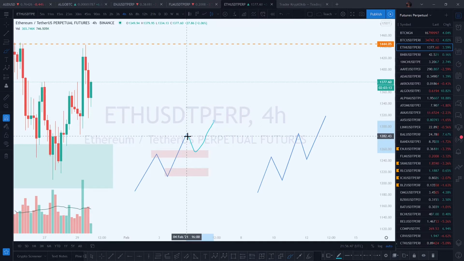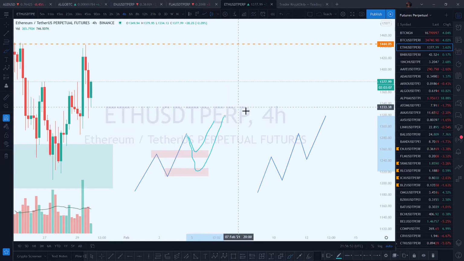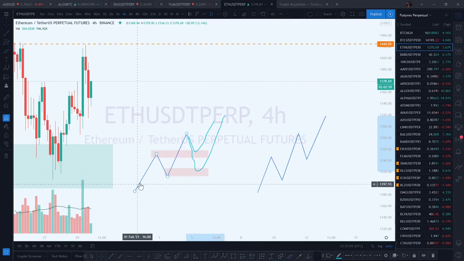Whereas a supply and demand trader, or Fibonacci trader, will come into this zone and then go back to make a higher high. So this will be your trade setup. Now, for this particular trade, where will be your invalidation level?